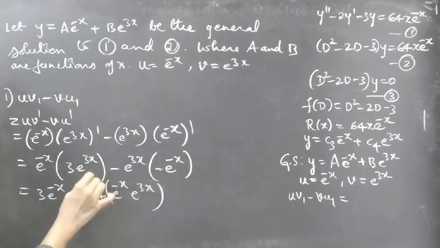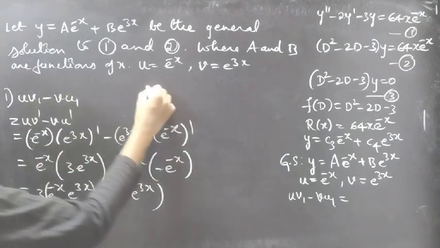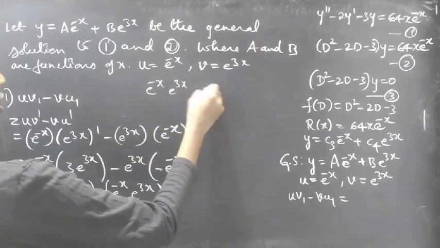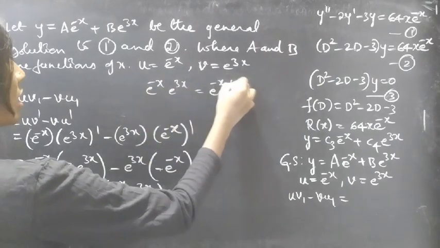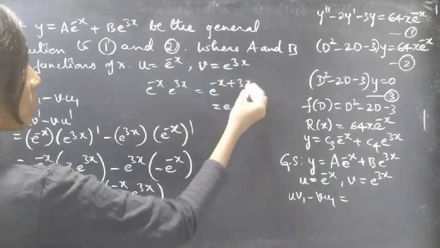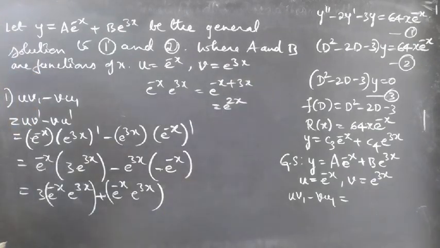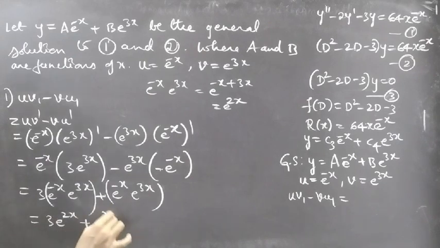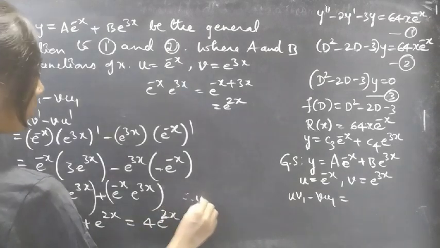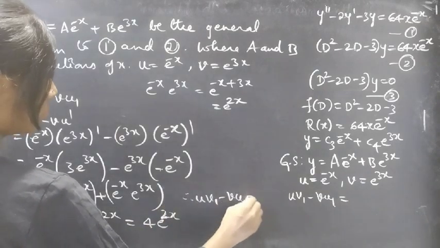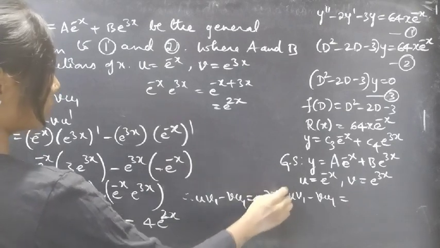See, e power minus x into e power 3x is repeating twice. We can write e power minus x into e power 3x as e power minus x plus 3x, which equals e power 2x, right? Let's replace e power minus x into e power 3x with e power 2x. We'll get 3 e power 2x plus e power 2x, which is 4 e power 2x. Therefore, u v1 minus u1 v equals 4 e power 2x.